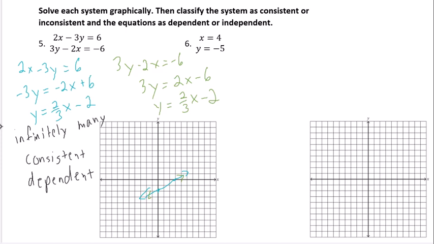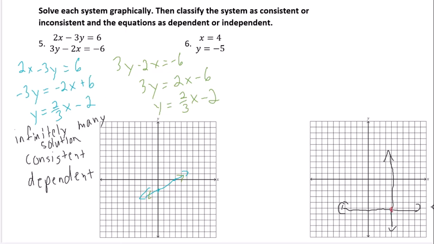Because any solution that is on one of the lines is also on the other line because it is in fact the same equation. All right, let's look at this last equation. It's one of my favorites because x equals 4 is a vertical line. And y equals negative 5 is a horizontal line. And you can quickly see where their intersection is, right there.